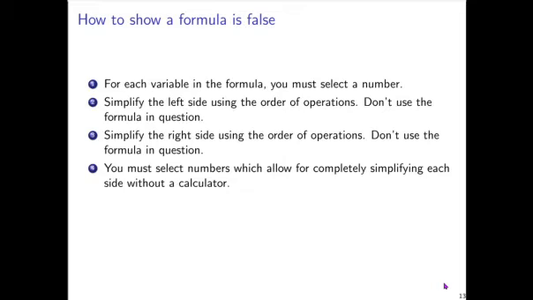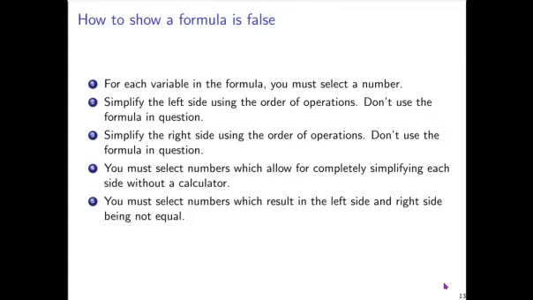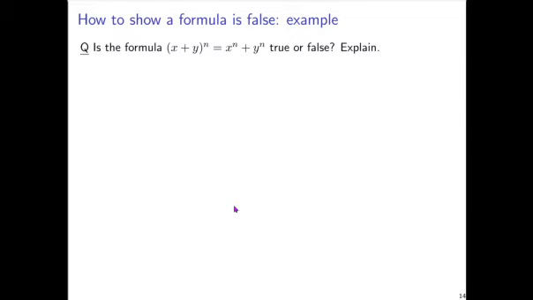You must select numbers which allow for completely simplifying each side without a calculator. That is really key for reasons I won't dig into right now. And then you have to select the numbers that you select in the first place, up in step one, so that they result in the left side and the right side being not equal. You end up at the very end with the left side simplifying to a number and the right side simplifying to a different number. So let's take a look at this formula, which was already mentioned as being false.